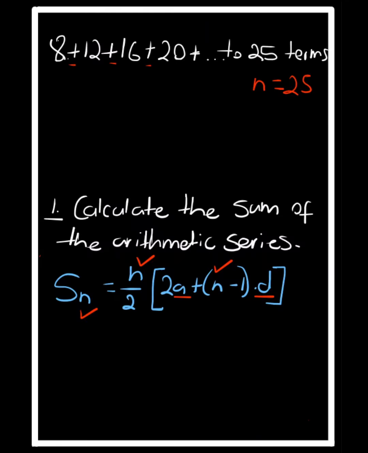So our a, as you know, is always the first term of any sequence or series. So our a value is equal to 8. It means we know what our a is. So we need to find out what our d value is. What is our d value?